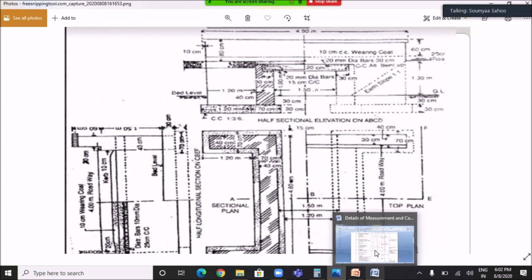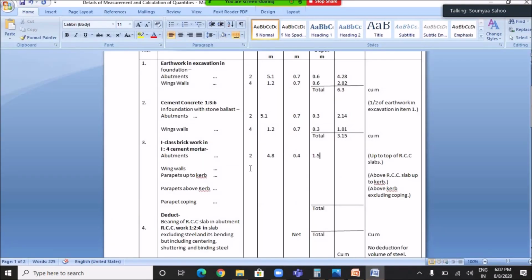So let's fill the table. Number of wing wall is 4. The length is 1.2 meter. The breadth is 0.4 meter. And the height is 1.5 meter. And the number of parapets are 2.